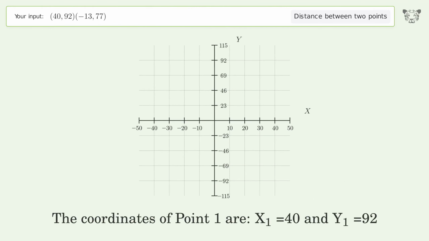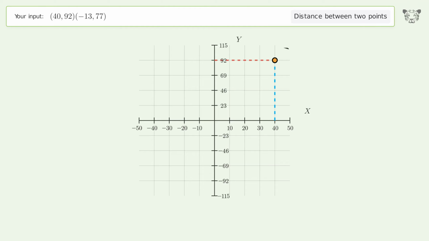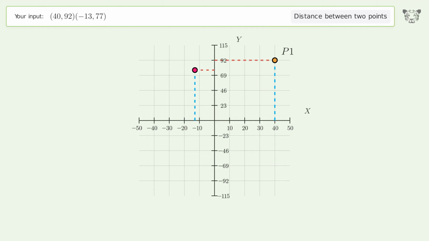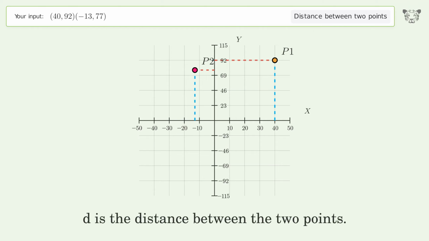The coordinates of point 1 are, x1 equals 40 and y1 equals 92. The coordinates of point 2 are, x2 equals negative 13 and y2 equals 77. D is the distance between the 2 points.